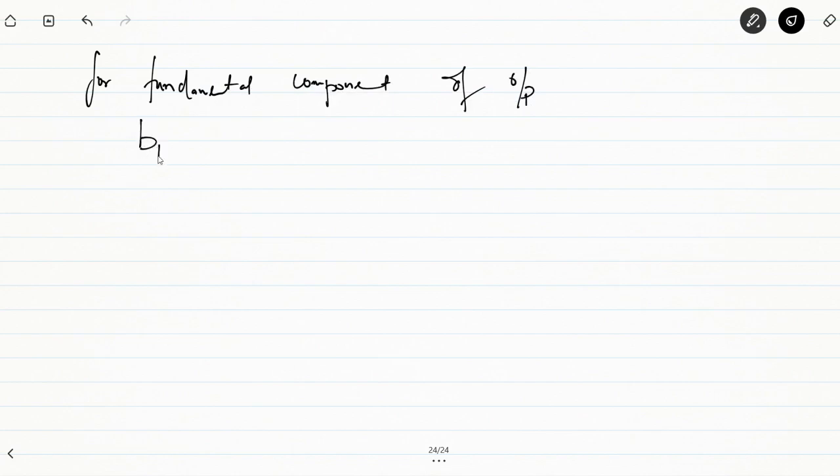Now going for the Fourier analysis for the fundamental component of the output. We are only concerned with the fundamental component y1. A1 and A0 will be 0 for an odd function. B1 will be equal to 2 by pi, since the time period here is only pi, times the integral from 0 to pi of y omega t sine omega t d omega t.